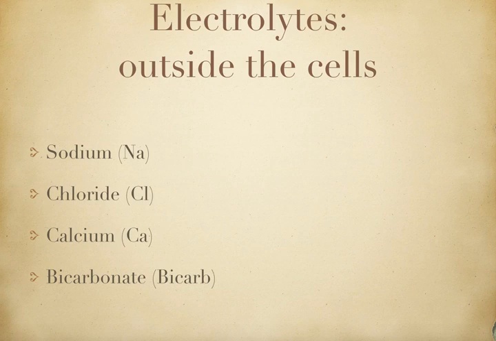So, electrolytes outside the cell. The four biggies are sodium, chloride, calcium, bicarb. Sodium is found in nerve and muscle cells. Chloride helps with osmotic pressure. It is produced with stomach acid, hydrochloric acid. Calcium serves for the structure and function of bone. It stabilizes cell membranes, transmits nerve impulses, contracts muscles, and helps with coagulation of blood. Bicarb, it has a vital acid base role.